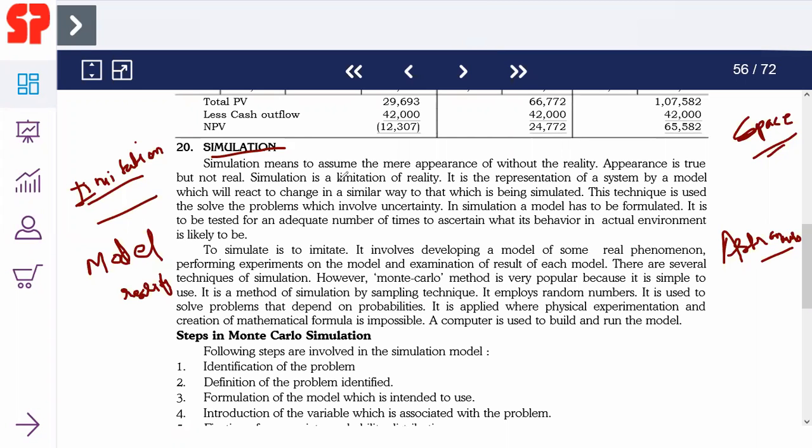So simulation you can call an imitation of the reality. You are just making a model, like architects and builders also keep a model of the actual project. So that is all simulation. It is an imitation of the actual.